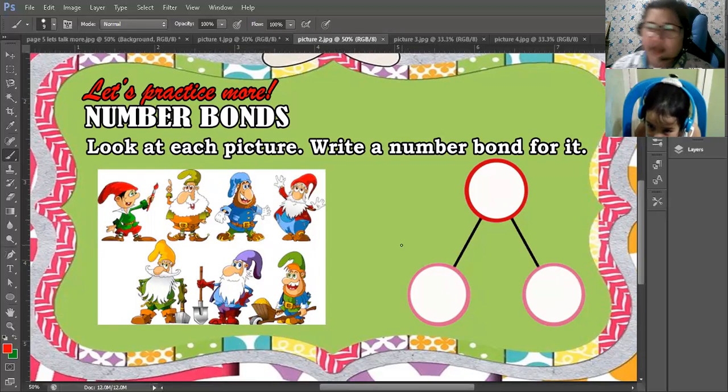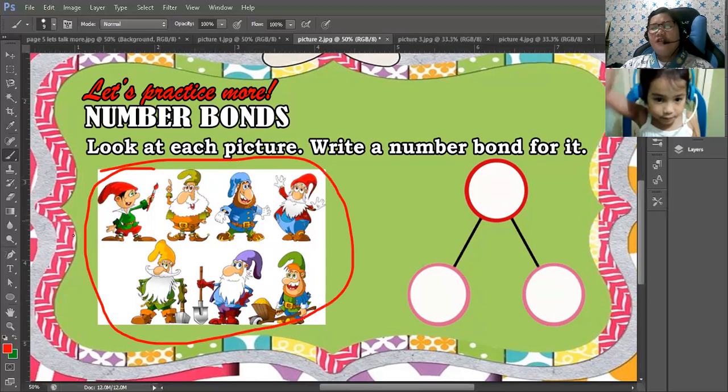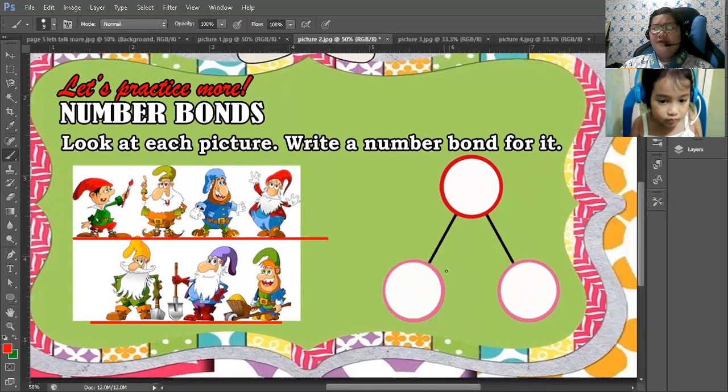O sige, continue tayo ha. Now, look at these dwarves here. There are 2 rows of dwarves. The first row and the second row. Now, can you tell me, Zoe, there are 2 parts of this and tell me what number can we put in the first part and what number can we put in the second part?